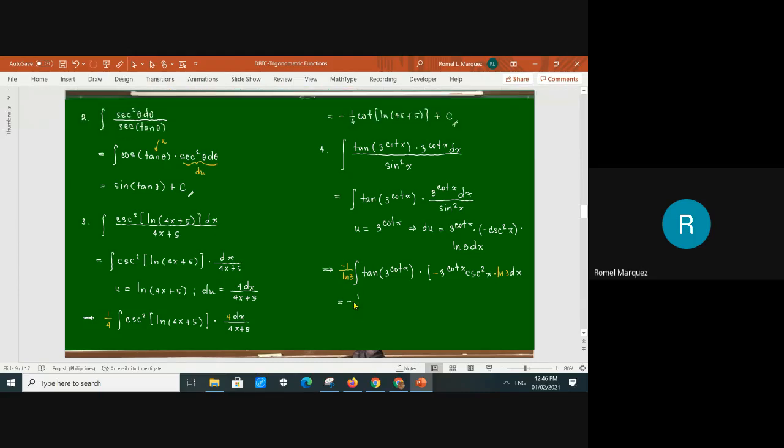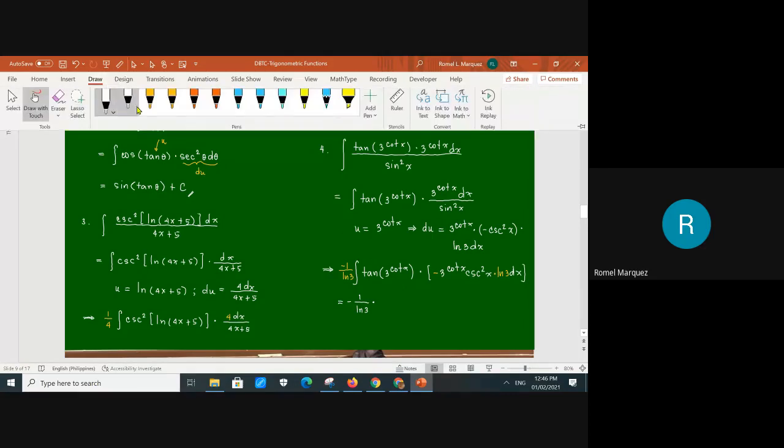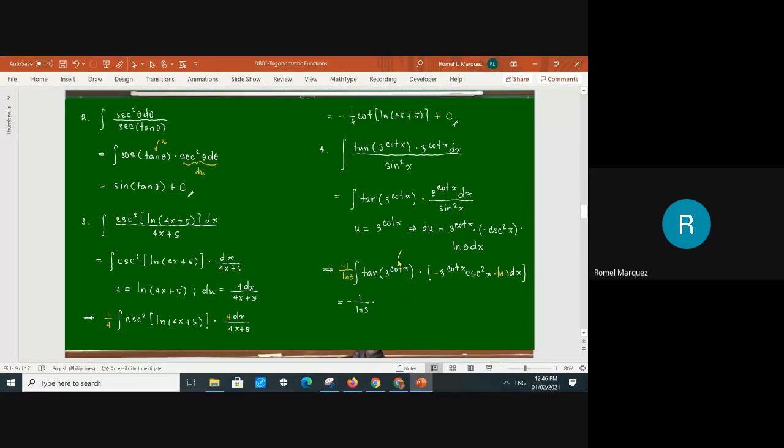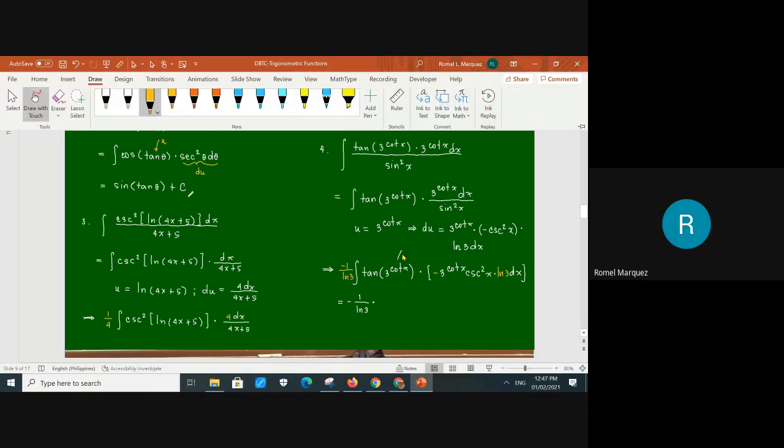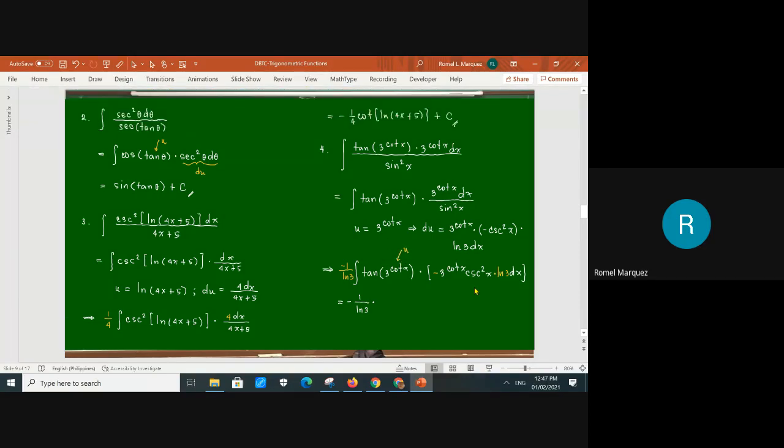So, negative 1 over ln3, negative 1 over ln3. I'm trying to make it nice so that this is the file that I'm going to upload to you. What is the integral of tangent u du, guys? So again, this is u, guys. What about this? This is du, right? That's du. Okay?